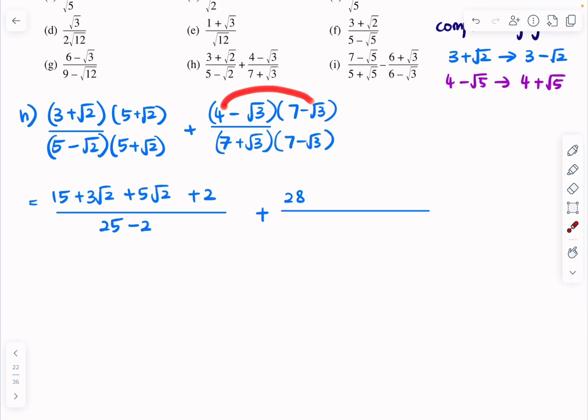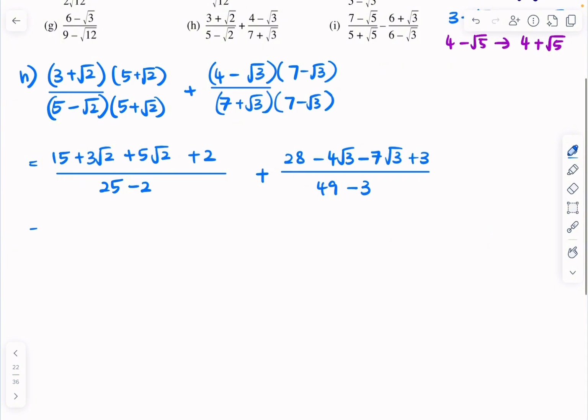And then 4 times negative √3 is negative 4√3. Negative 7√3. Negative times negative will be positive 3. Right, bottom we use our shortcut. √7 times √7 is 49, √3 times √3 is 3, but we have to put negative. Right. Okay. So 15 plus 2 is 17.